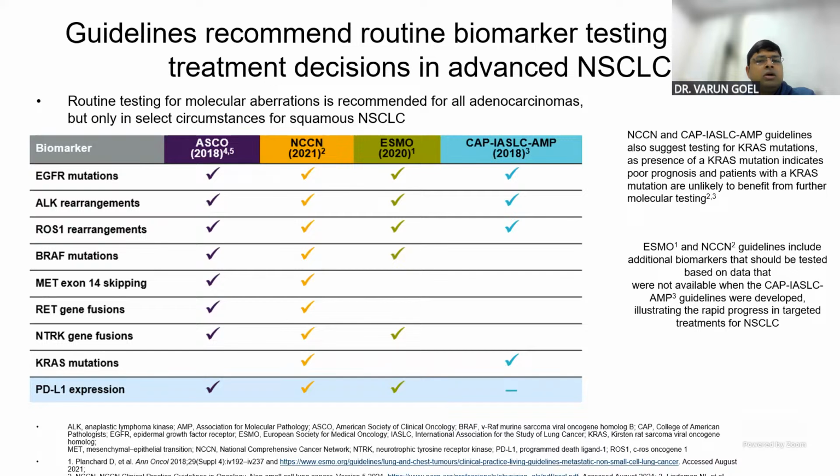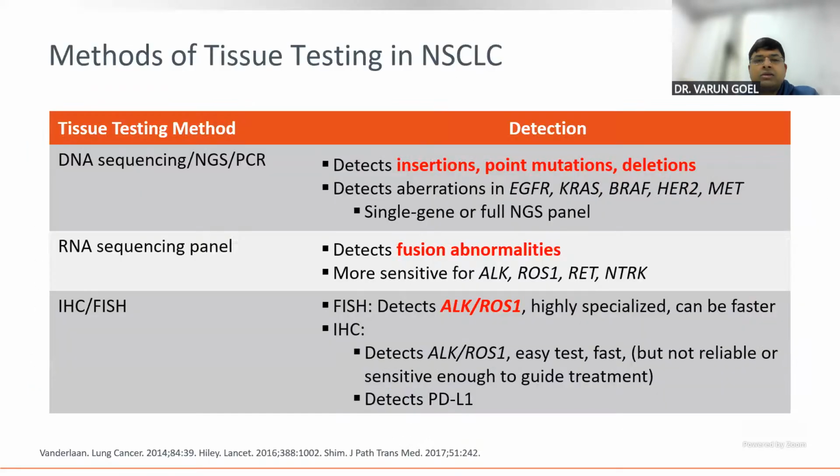So ASCO, NCCN, ESMO, CAP, all guidelines say that at least we have to check EGFR, ALK, ROS1 mutations, and PD-L1 expression also. And according to ASCO and NCCN, other driver mutations like BRAF, MET, RET, NTRK, KRAS should all be checked. Because we have seen that if we give appropriate targeted therapy for these mutations, obviously we can give it if we check for that. If we don't check, we can't give. So those patients who may benefit from that TKI may be devoid of that benefit, and that should not be the case.